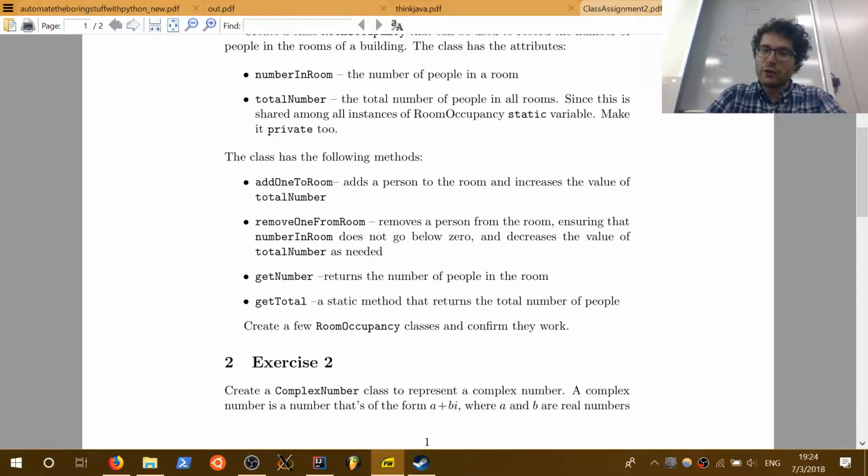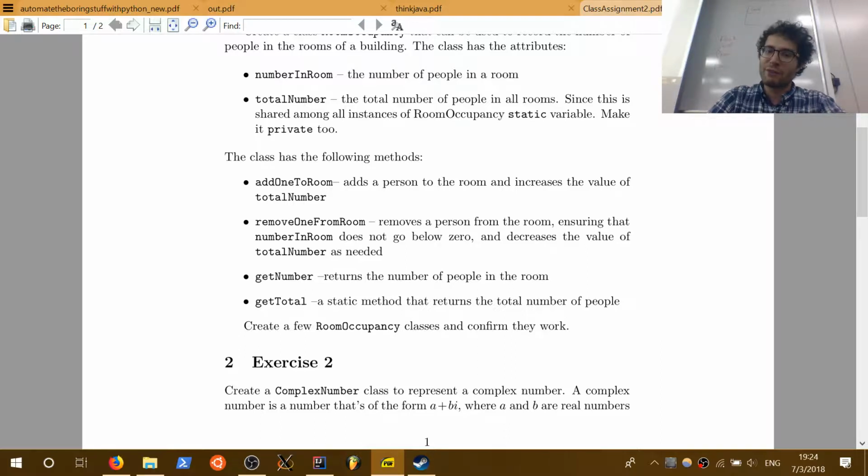Add one to room will add a person to the room, and it increases the total number of people in that room. Obviously, when that goes up, you should also increase the total number. So it adds a person to the room, so it increases the number in the room, and it also increases the total number of people.